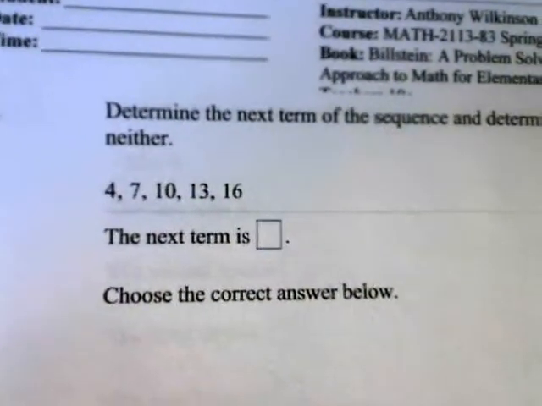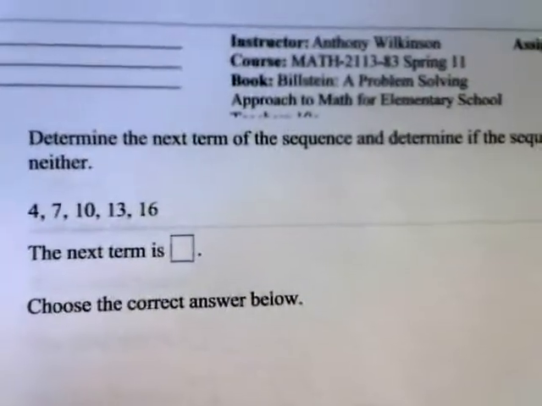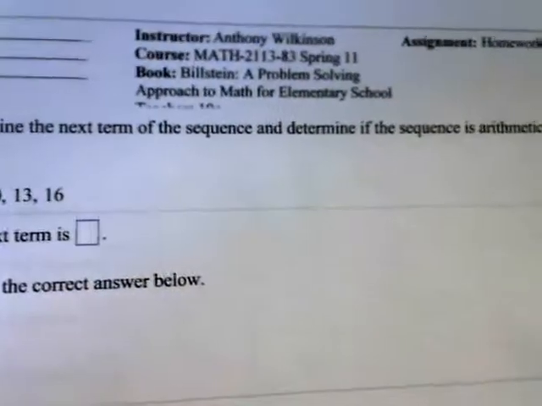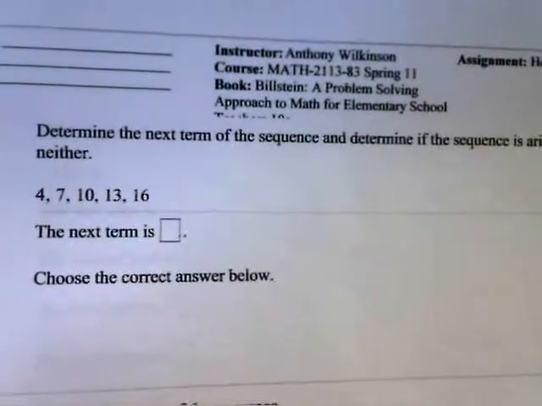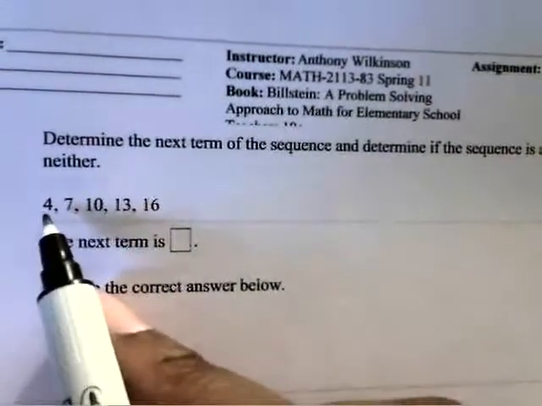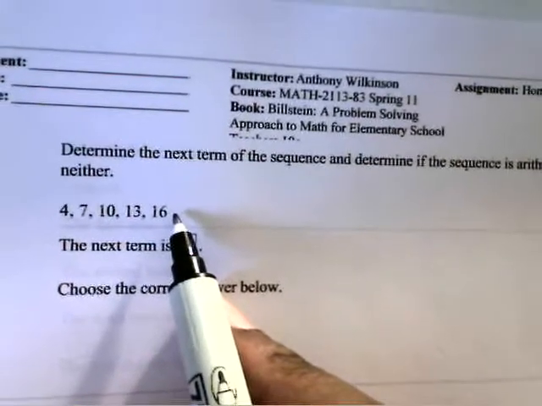Okay, we'll look at the homework in section 1.2, starting with problem number 1. Determine the next term of the sequence and determine if the sequence is arithmetic, geometric, or neither. Okay, in this case here we got 4, 7, 10, 13, 16.